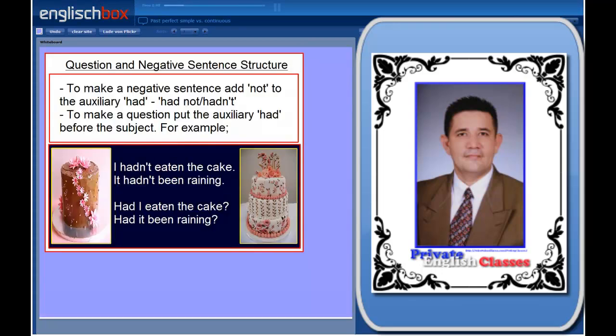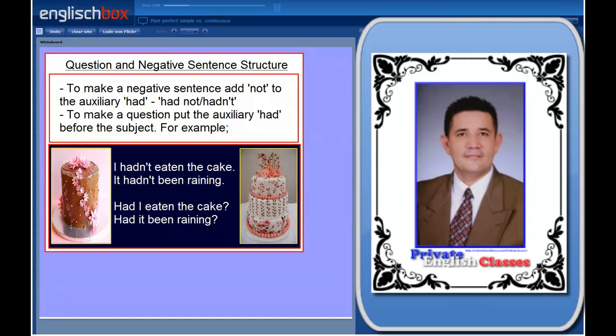To make negative and question sentences is very simple. To make a negative sentence, all you have to do is add not to the auxiliary had, so it becomes had not, or contracted hadn't. So we have two examples. I hadn't eaten the cake, and it hadn't been raining.